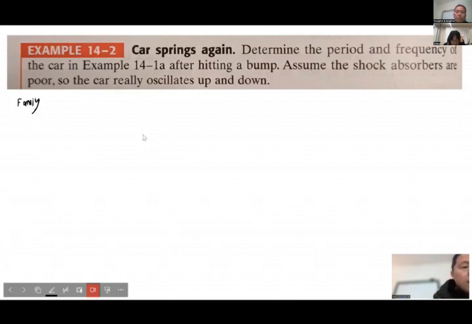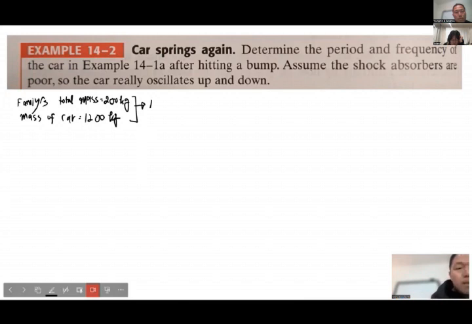The family's total mass is 200 kilograms, and the mass of the car is 1200 kilograms. So the total mass of the family and the car is 1400 kilograms.